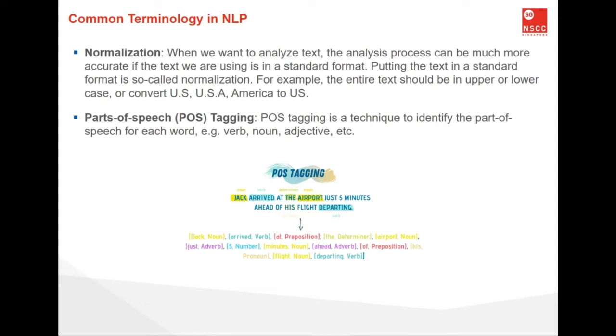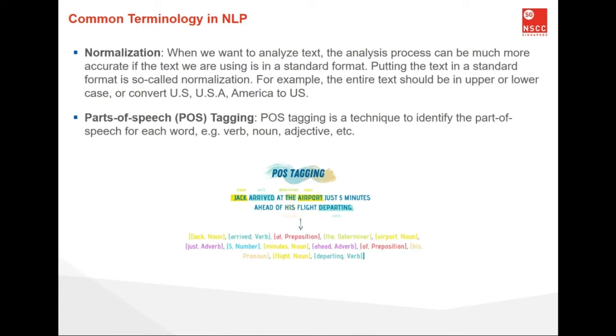For example, the entire text should be in upper or lowercase, or we should convert US, USA, America to US. Normalization is helpful in reducing the number of unique tokens present in the text, removing the variations in the text, and also cleaning the text by removing redundant information.